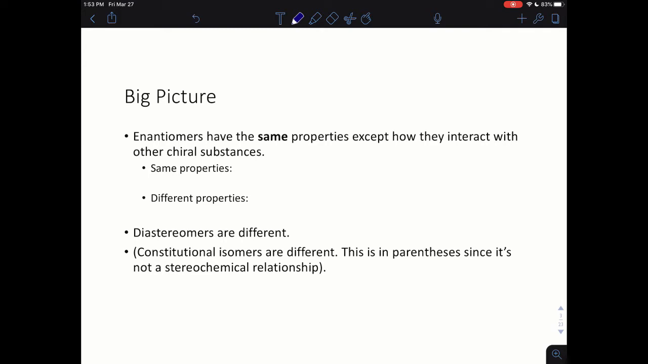Now we're going to review enantiomers have the same properties except how they interact with other chiral substances. So for example, they have the same melting point, they have the same boiling point, they have the same solubility, they would have the same color. Melting point, boiling point, solubility, anything else you can think of here.